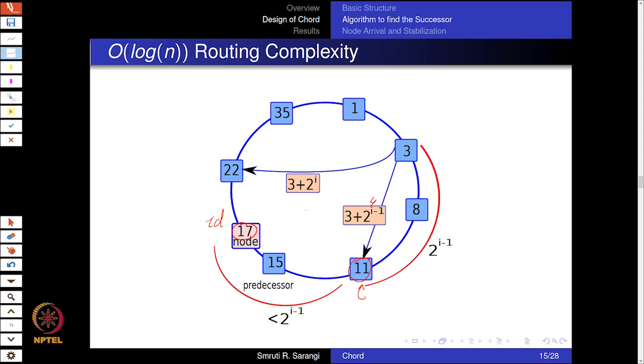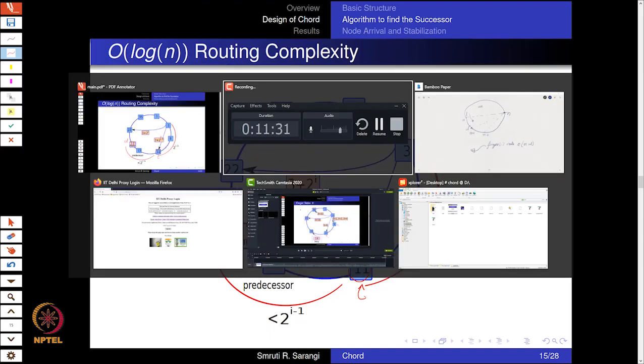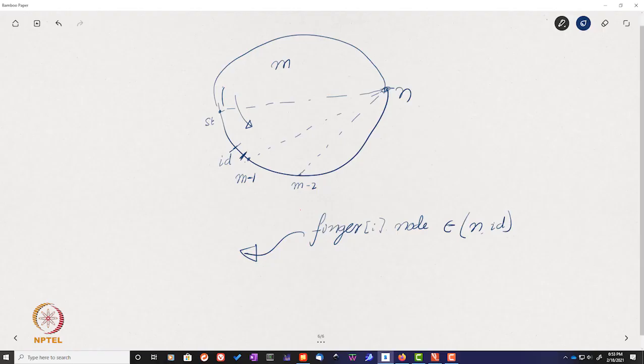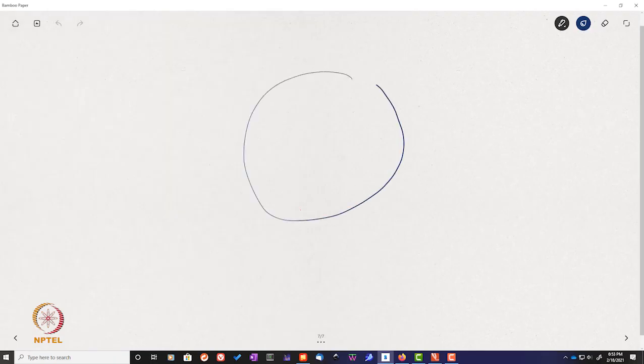This is an example. Given that, can we derive some sort of a routing complexity? For that, I'll again take you back to my big board, where we'll draw a big circle. I drew a circle as big as I can. So here is the point. Let's say I'm starting at n, and this is where id is.